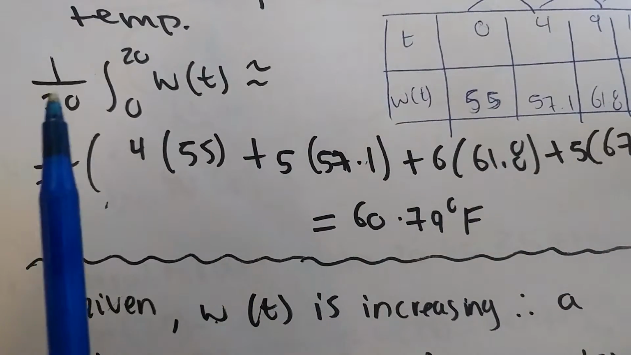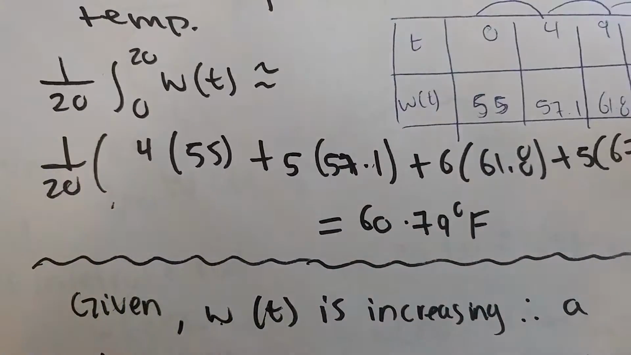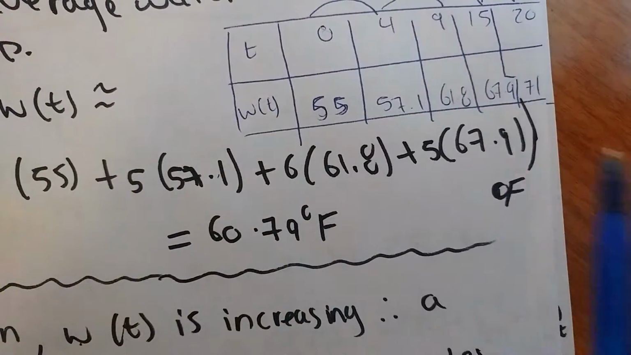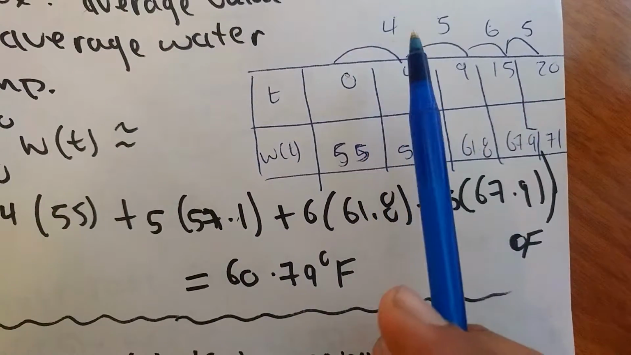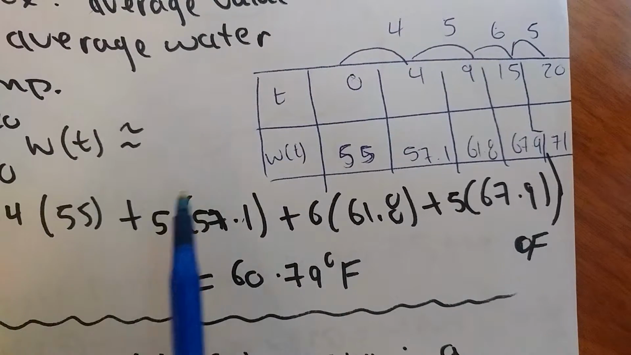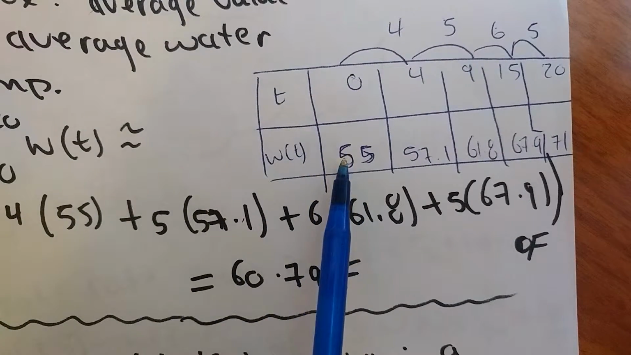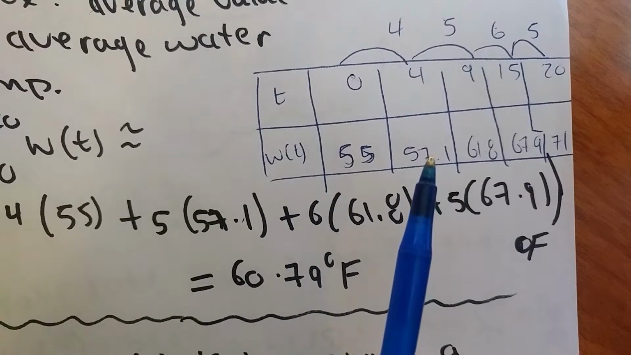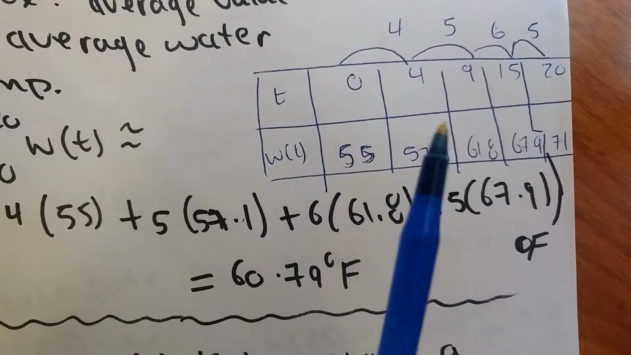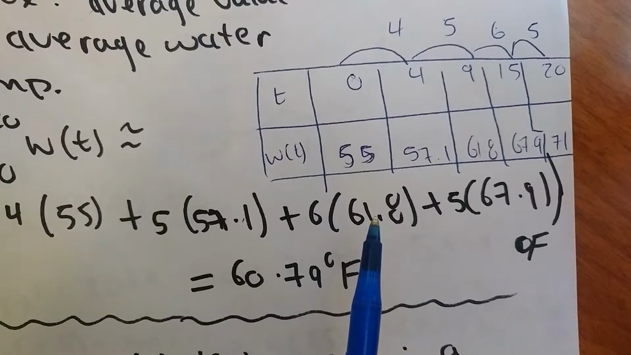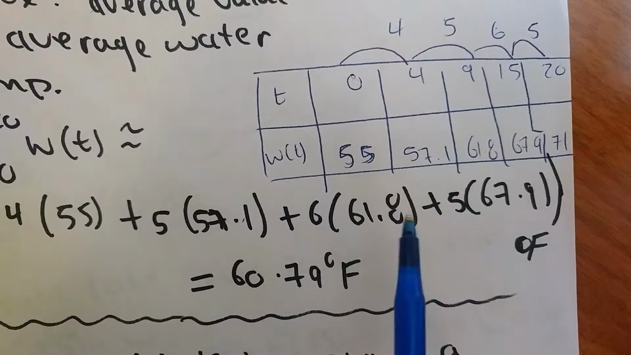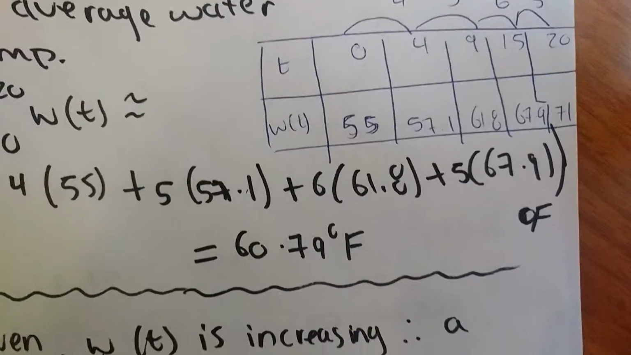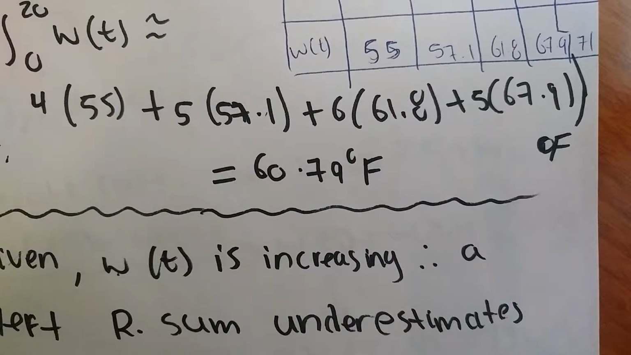Don't forget the 1 over 20, so put the 1 over 20 down, and then W of t using the table. From 0 to 4, it's going to be 4, so you plug in the 4 and the left point, since it's the left Riemann sum, is 55. Then 4 to 9 is 5, and the left point 57.1, and then 6, and then 61.8, and from 15 to 20 is 5, and the left point is 67.9. Once you put all that in the calculator, you'll get 60.79.